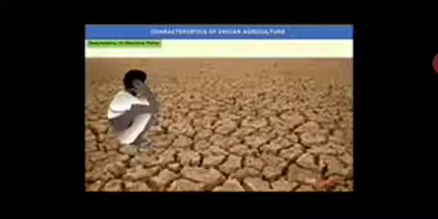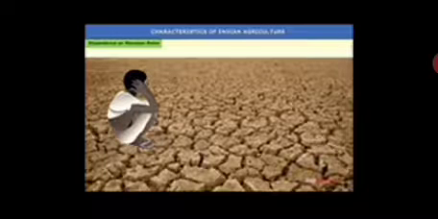Land holding pattern. Farmers in India own small plots of land and grow crops mostly for family consumption. More than one-third of the land holdings are small. Dependence on monsoon rains. There is high dependence on monsoon rains during the 4-month period, from June to September. Rest of the months are generally dry.